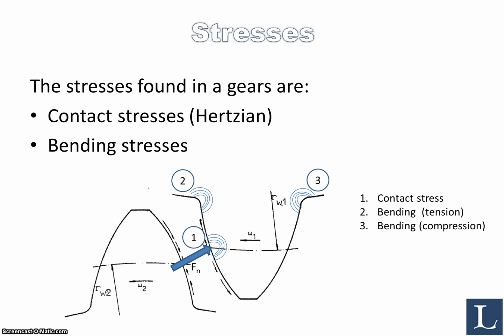But let's start with the stresses in gears, and there are 2 main stresses found in gears. These are the contact stresses, which would occur here and here, and these are Hertzian type stresses since you have basically 2 cylinders contacting each other, which gives rise to a line contact, and fairly high contact stresses can arise in gears. The second type are bending stresses. Due to the force that is acting on the gear, you will have stresses here and here in tension and compression depending on where the force is acting.